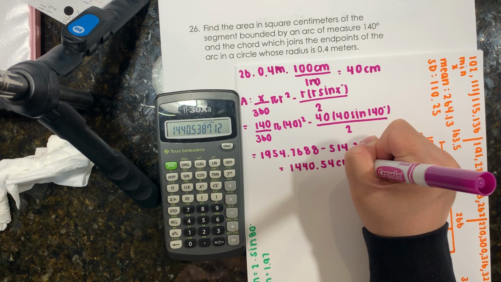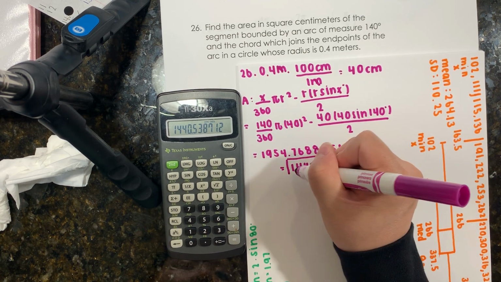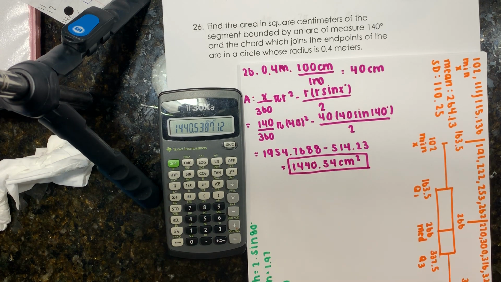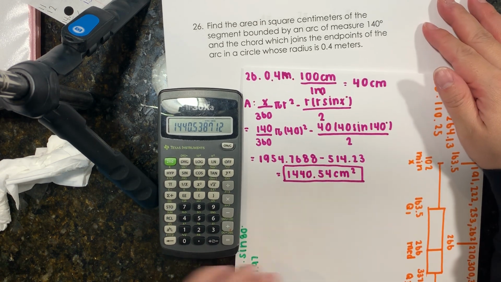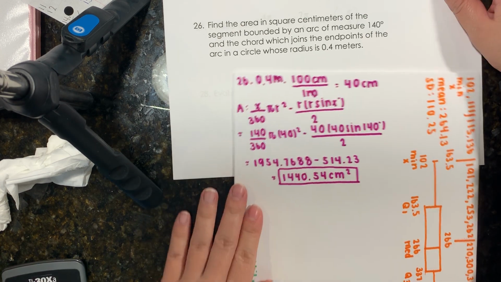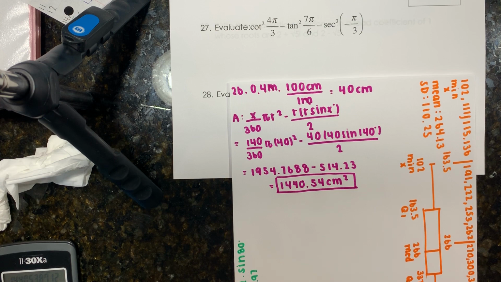1,440.54 centimeters squared. So your label really does matter on this problem because it did convert from meters to centimeters. So you want to make sure that you actually did that. Okay, and that concludes number 26. Now moving on to number 27 and number 28.